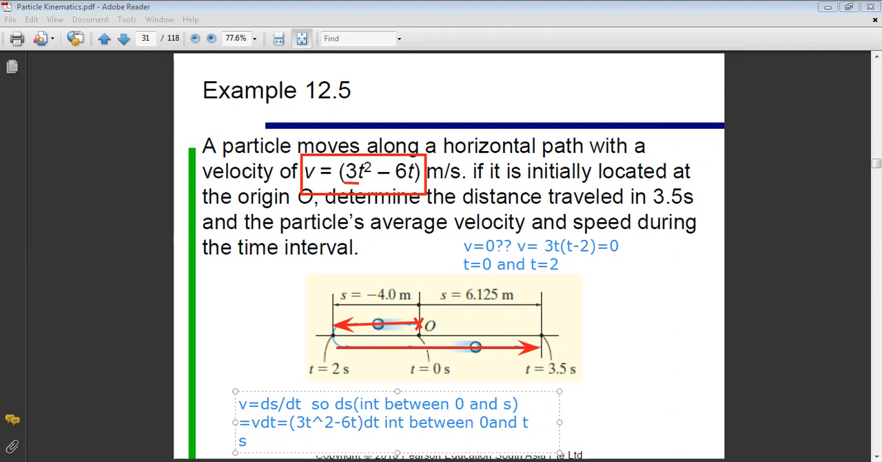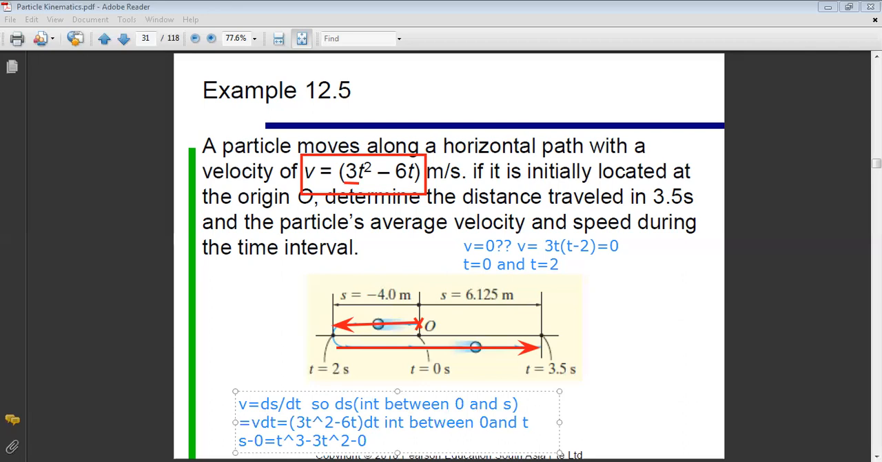So s minus 0 equals, I have here t cubed, and for 60 it's minus 3t squared. Also here it's minus 0. So now this is s as a function of time. To find s at the position where I change direction, I replace t by 2.